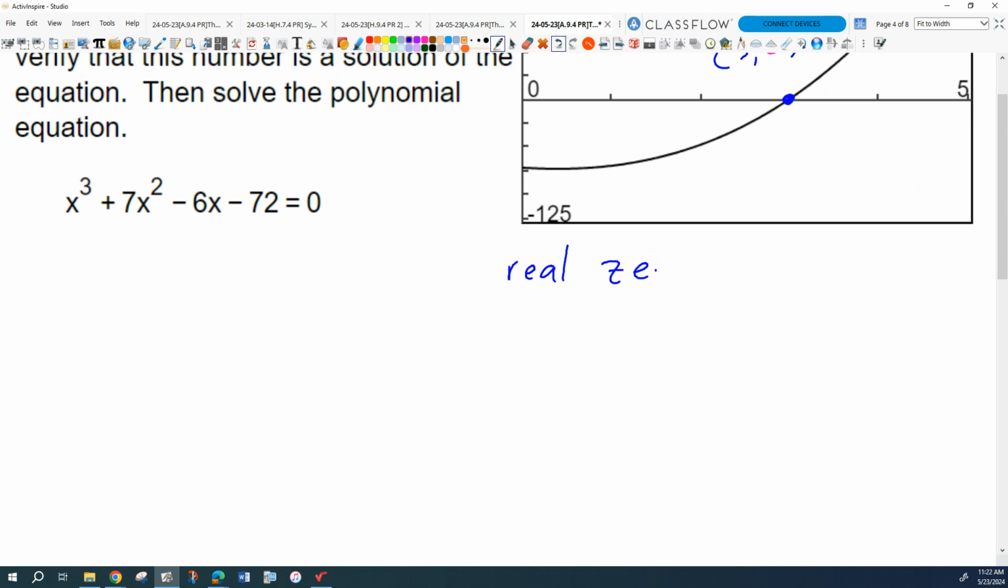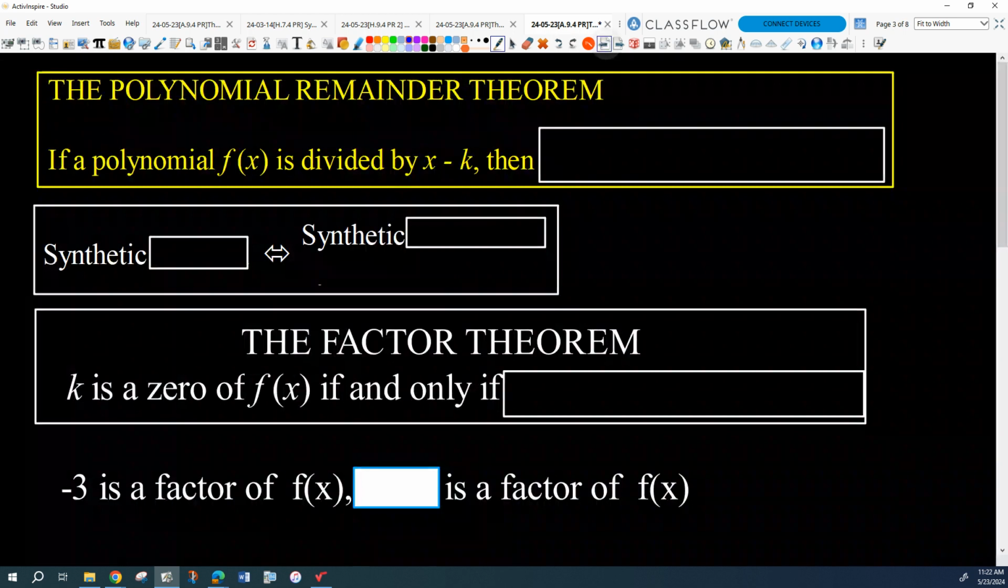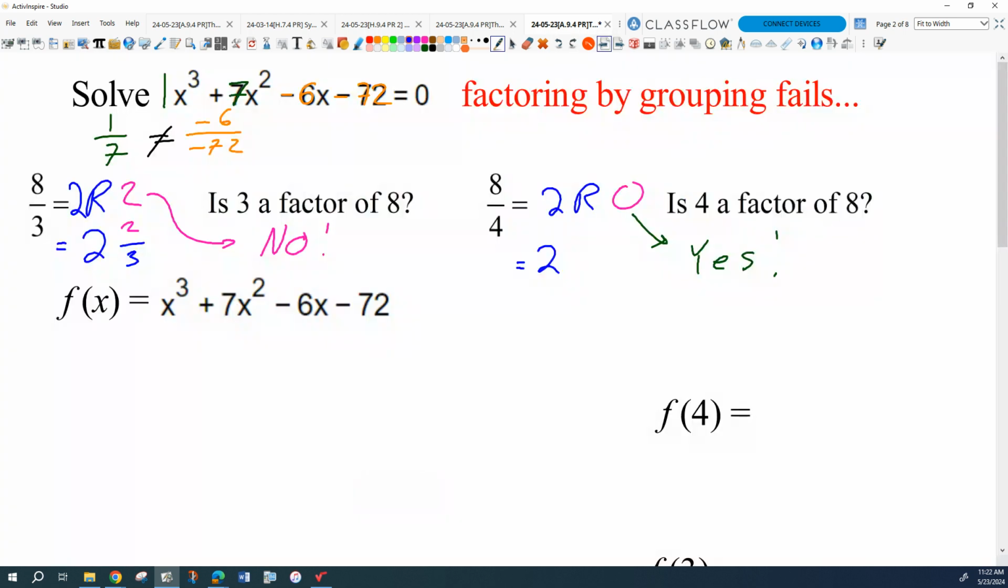Real zeros are always x-intercepts, every time. Okay, so that's giving us a 0 of the function. That's important, right? This is telling us that x equals 3 is a 0 of f of x. Okay, let's back up a little bit and remind ourselves about what that stuff means.